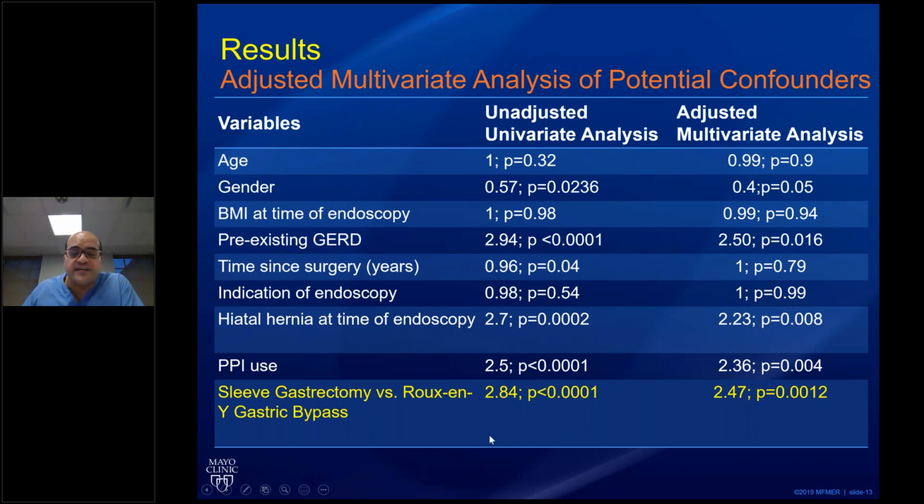So if you look at this association, which is in yellow, you could see on univariate analysis that the sleeve gastrectomy was associated with 2.8 increased odds of reflux esophagitis compared to ROY gastric bypass. Now, we adjusted for different confounders that you're seeing here, but the two confounders that it's important to notice: we adjusted for the hiatal hernia at the time of endoscopy, we adjusted for PPI use at the time of endoscopy, and we adjusted for time to surgery. And you could see that even with all these adjustments, this association between sleeve gastrectomy and worsening reflux esophagitis is maintained with an odds ratio of 2.47. But as you could see, independent of the operation, the presence of hiatal hernia itself is associated with increased reflux esophagitis as well.